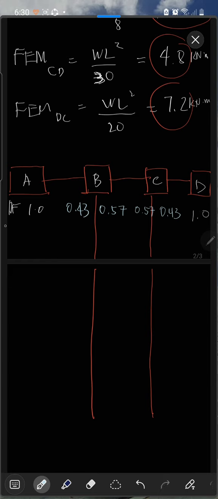Okay, so FEM, pila? We have 8, then 8 pod, then 3 and 3, 4.8 and 7.2.